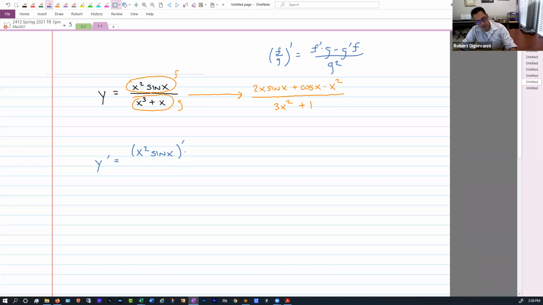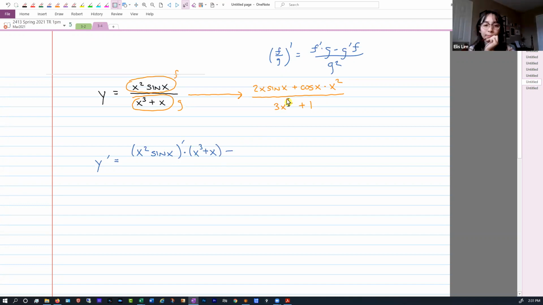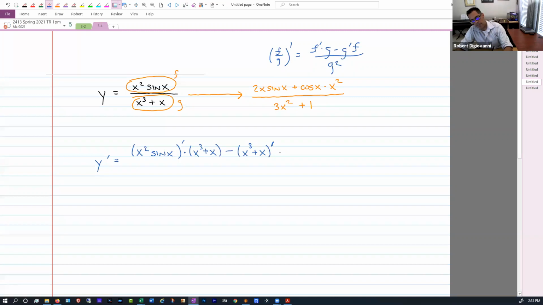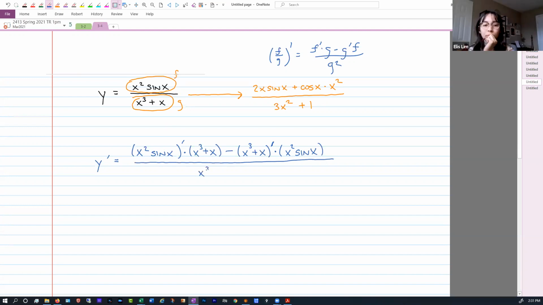Now, Elise, what am I going to multiply that by? The denominator, the bottom. Just the denominator, right? Okay. And then subtract, right? And then what do I put? What's going to come next? The derivative of the bottom, which I'm going to put x cubed plus x, and I'm not going to take the derivative yet, so I'm just going to put a prime mark that reminds me I still need to take the derivative of that. And then what? Just the top times the x squared sine x. And then all of that over the bottom squared. So the whole thing on the bottom squared.